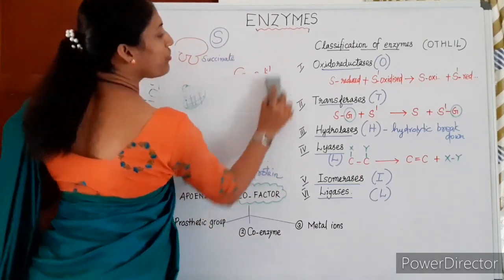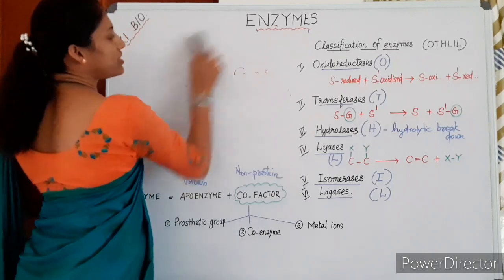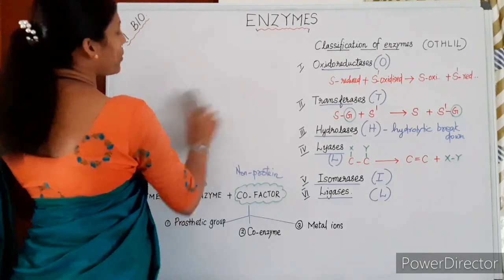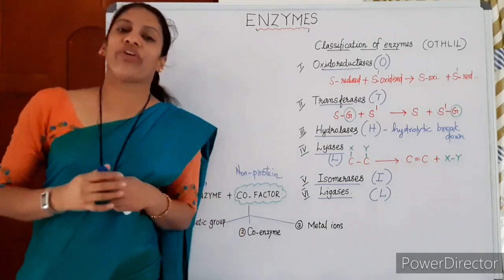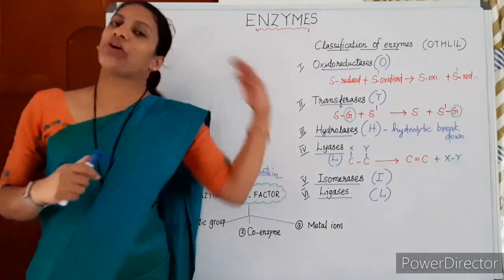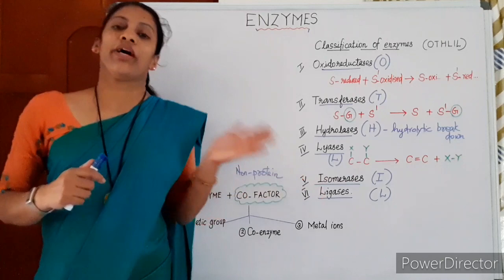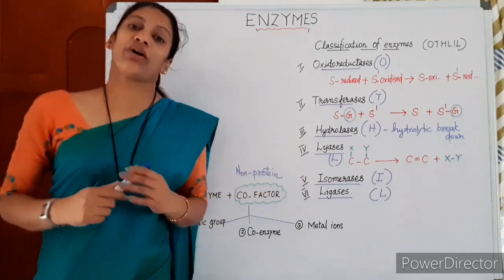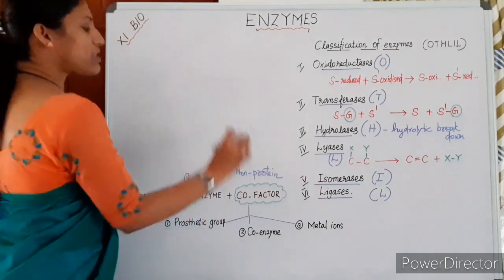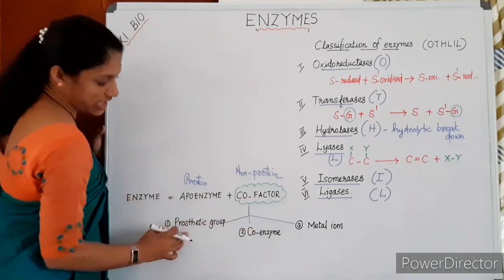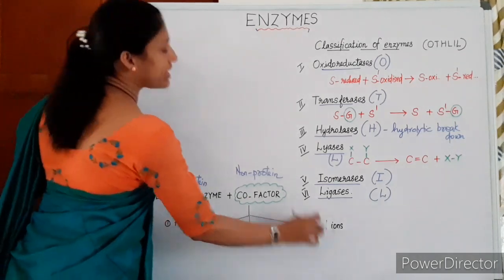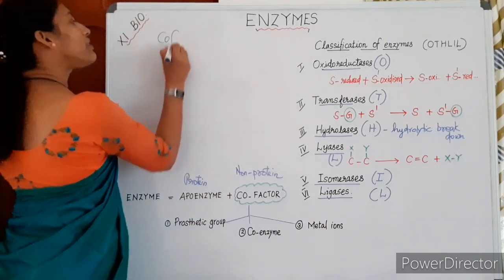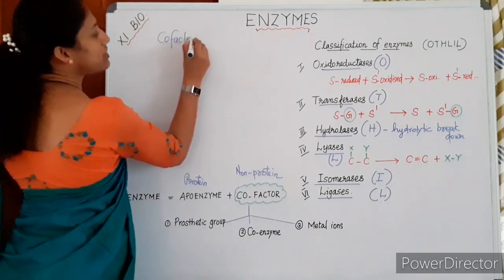Tell me, what is a cofactor? A cofactor is the non-protein component of an enzyme. The protein component is the apoenzyme, and the non-protein component is the cofactor. This cofactor can be of 3 types: prosthetic group, coenzyme, and metal ions. There are 3 types of cofactors.